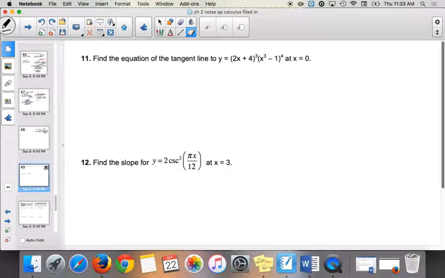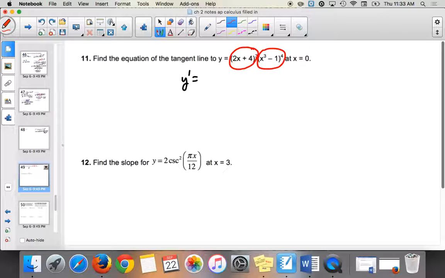All right, and then obviously you can ask questions where it says find the equation of the tangent line, blah, blah, blah. So if I'm finding the equation of the tangent line, I'm going to do y prime, and I have a product rule. Do you guys all recognize that this involves the product rule and the chain rule? Okay, the nice thing is x is equal to 0, so you'll see some magic happen. A lot of things will go away.